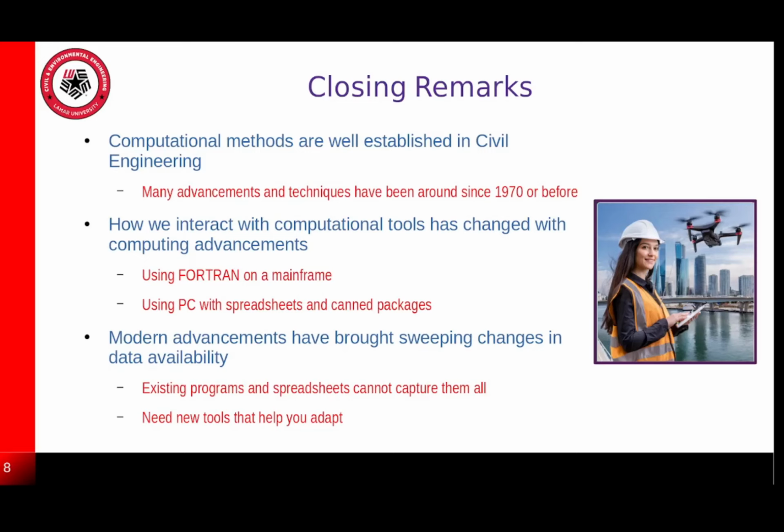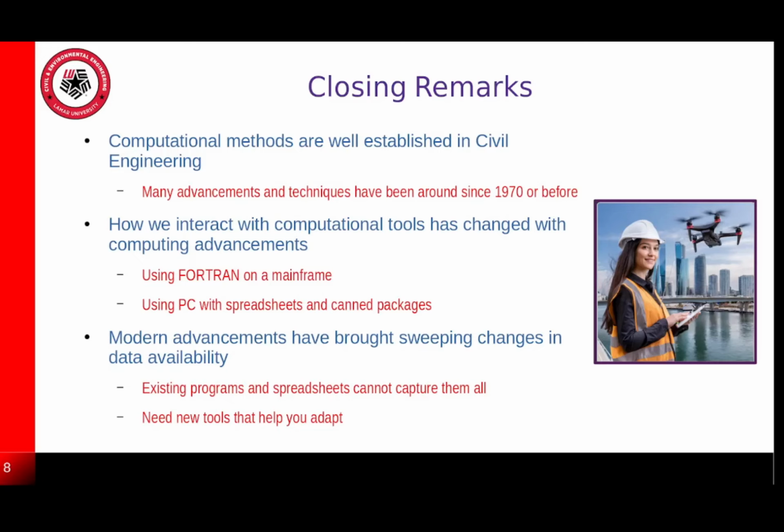So, in closing, you have seen that computational methods and civil engineering go hand in hand. They are very intimately tied. They have been so for hundreds of years. This is not something new. Many advancements that we have seen, particularly on the computational side, happened during the 60s and 70s or before. And what has really changed in the last 40 years or so is how we interact with these computational tools.